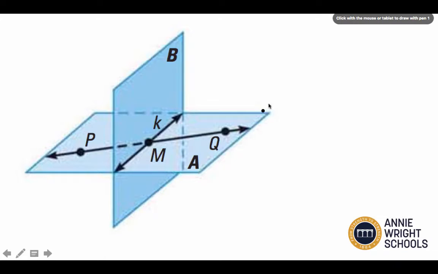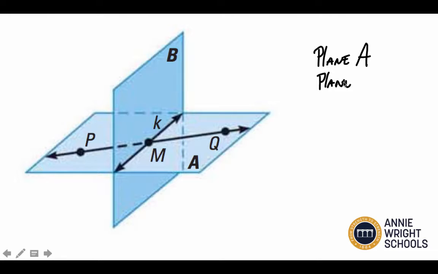All right. We have 2 planes. We have plane A and we have plane B. How do I know those are their names? Well, they're the bolded letters in the corner. They're somewhat different than just capital letters to denote the planes. We also have line PQ. And we have line K.